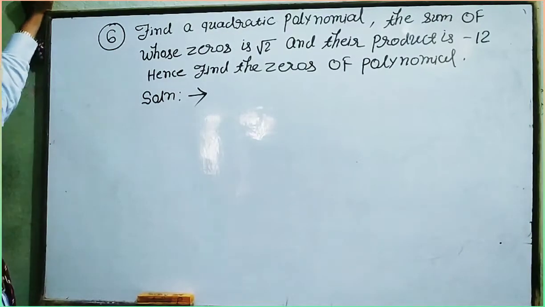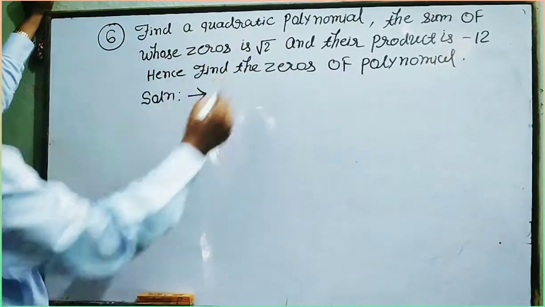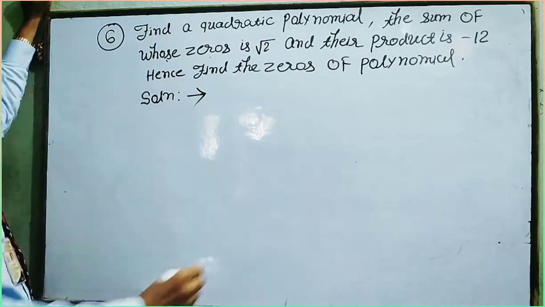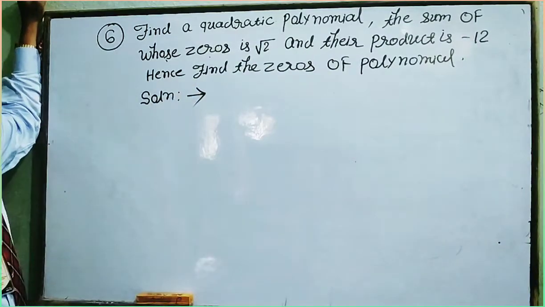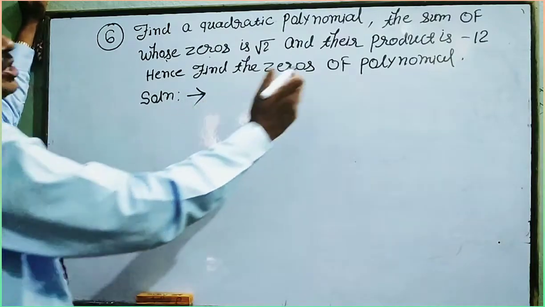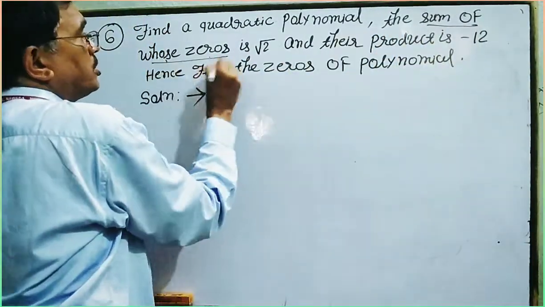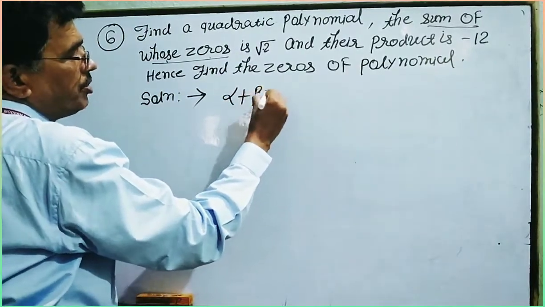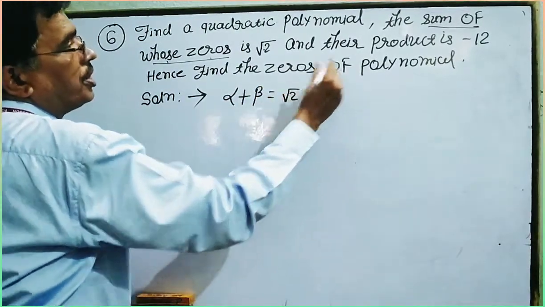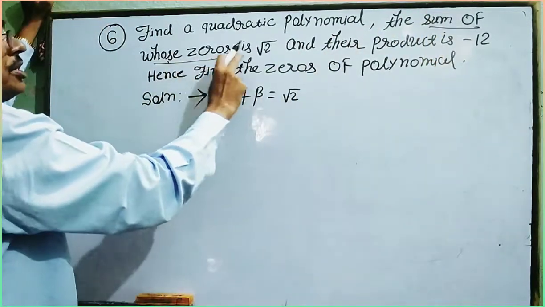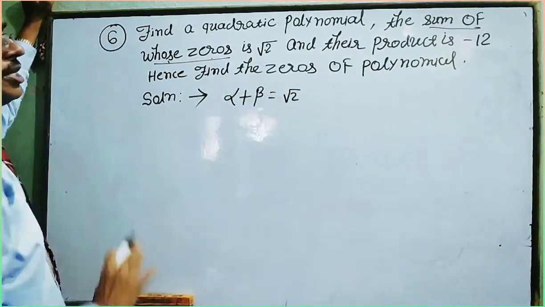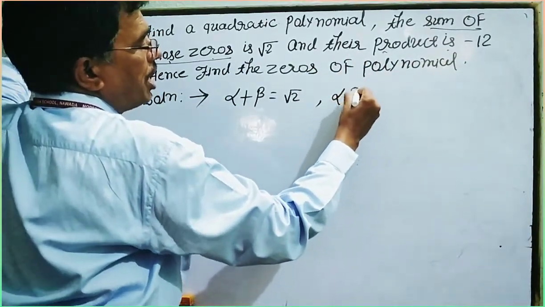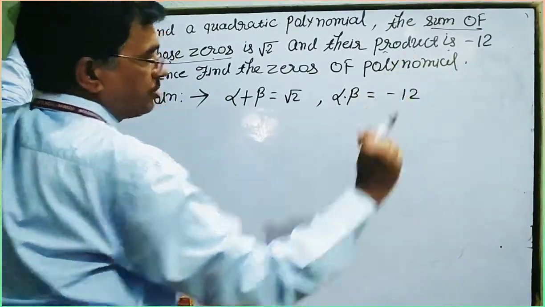Question number 6: find a quadratic polynomial if the sum of two zeros is root 2 and their product is minus 12. Hence find the zeros of the polynomial. Dear student, in this question the sum of the zeros is root 2, that means alpha plus beta is root 2. And their product is minus 12, that means alpha into beta is minus 12.